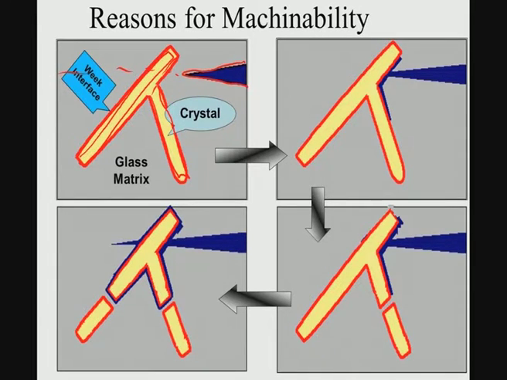If you have a very weak interface, then when the crack comes, as has been shown here, the crack can now be branched or blunted. When it is blunted, it can go to the other surface only after deflection through the boundary of these anisotropic crystals.